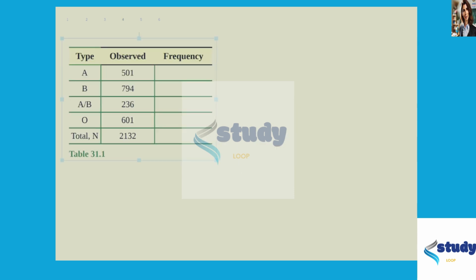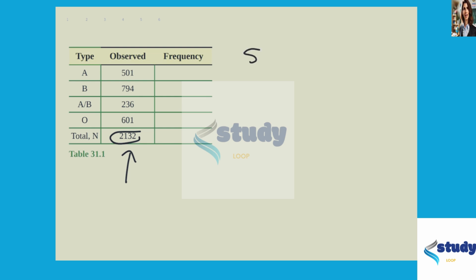Okay, so that was part 3, just a little thinking exercise, and then we get to part 4 here, and it starts to get a little bit mathy, right? Which is great. So we're given the observed number of folks with a blood type, which is in this column, and the total, which is at the bottom.